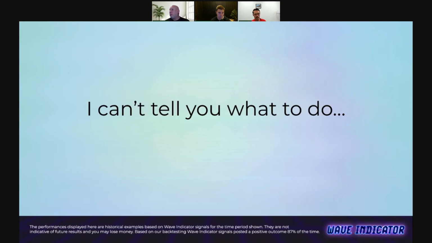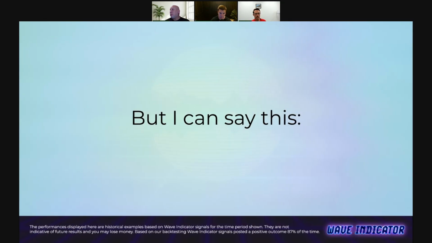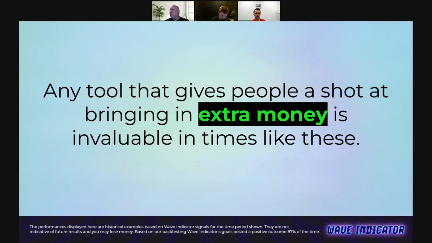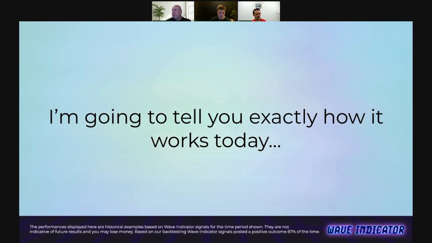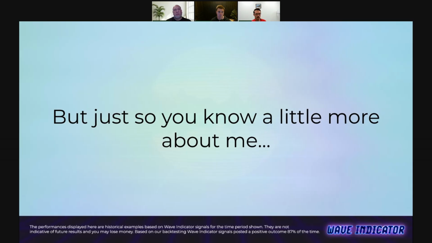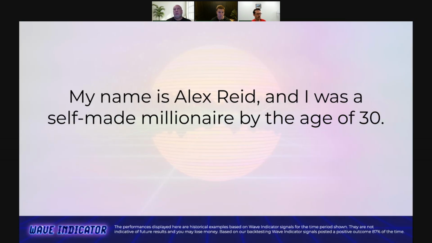Now, I'm not here to tell you what to do. I can't do that. But I can say this, that any tool which gives people a shot at bringing in extra money is invaluable in times like these, which is why I think you're going to love the wave indicator. I'm going to tell you exactly how it works, but just so you know a little bit more about me first. This is my first session on Opening Playbook.